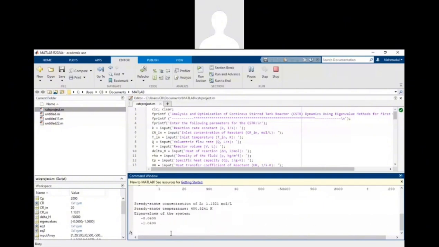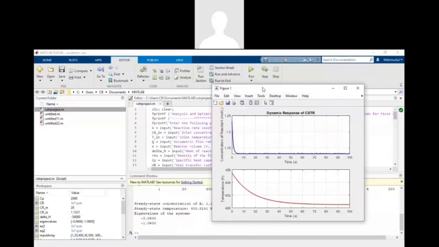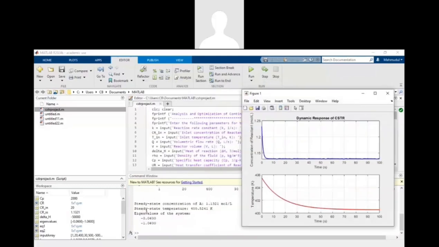So under these reactor parameters, we observe that the model produces a steady state concentration of the reactor as 1.1321 mole per liter and a steady state temperature of 400.5241 Kelvin. And the eigenvalues of the system: the eigenvalue associated with the concentration of the reactant is negative 0.06, and the eigenvalue associated with the temperature is negative 1.06.